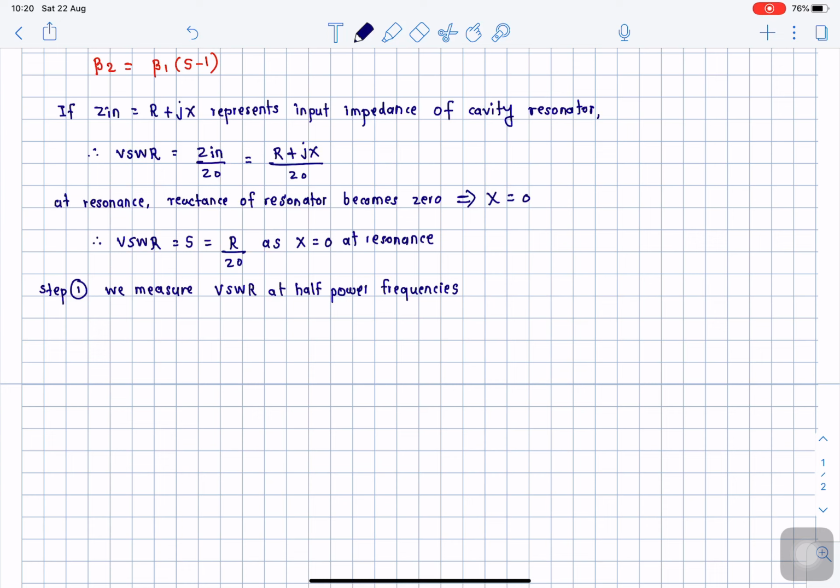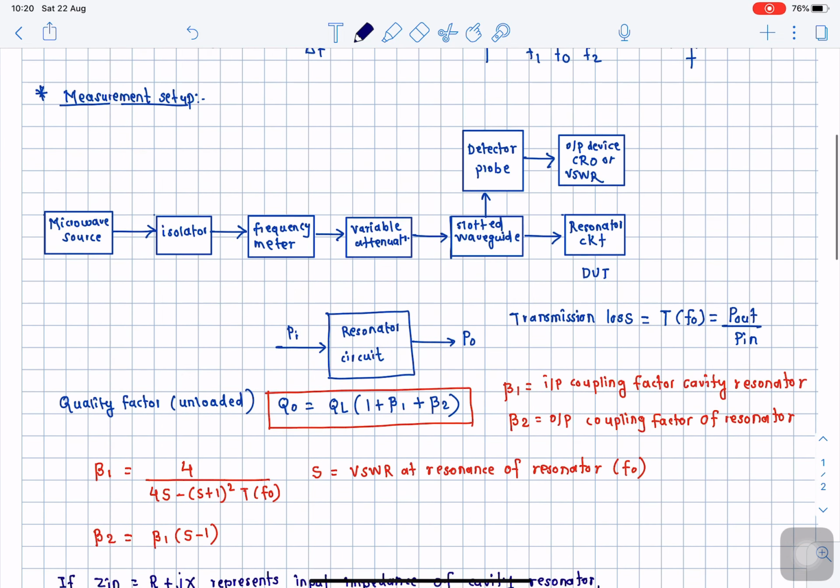Okay. So at half power frequency, we will measure the VSWR. At half power frequency means, first of all, try to get maximum output shown by either the CRO or the VSWR. Then you move the slotted waveguide section such that the output starts falling down, as shown on the VSWR curve or on the CRO as a voltage form. So we start moving the slotted waveguide section in order to find the drop of the voltage.